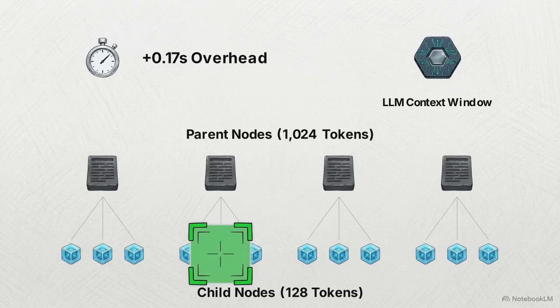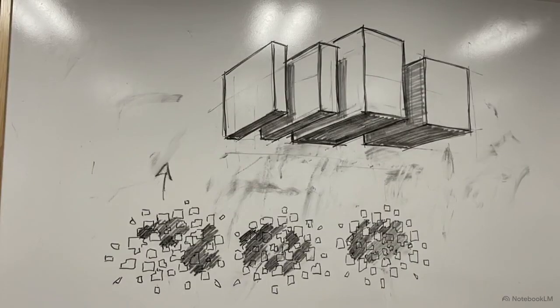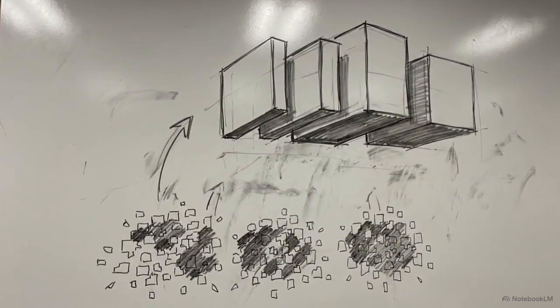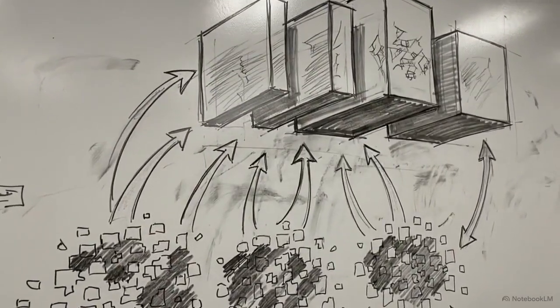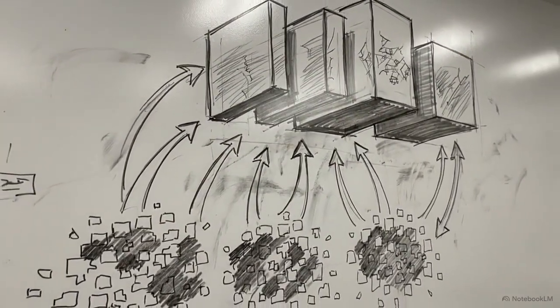Benchmark data shows that this small-to-big retrieval improves quality with negligible overhead, increasing first query latency by only 0.17 seconds. Hierarchical architecture resolves the granularity paradox. It provides the vector database with the precision it requires, while ensuring the LLM receives the context it demands.